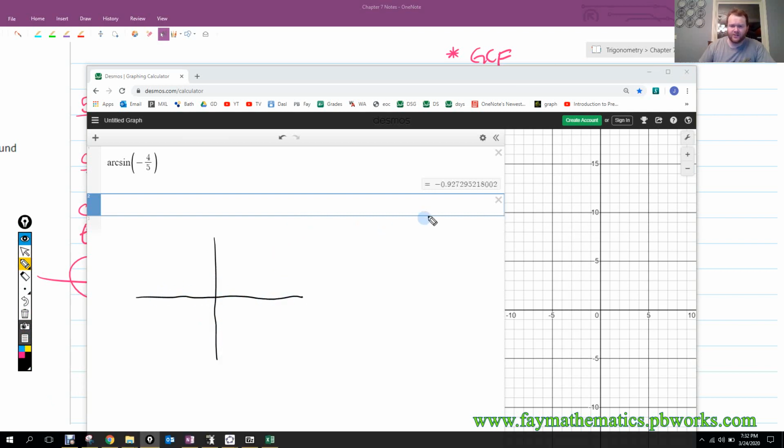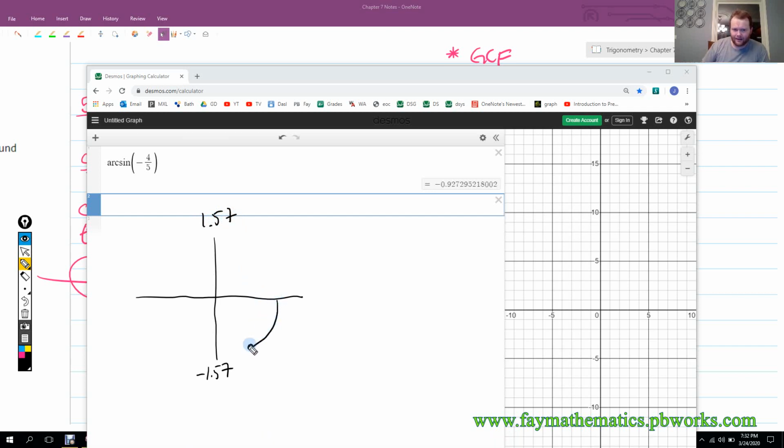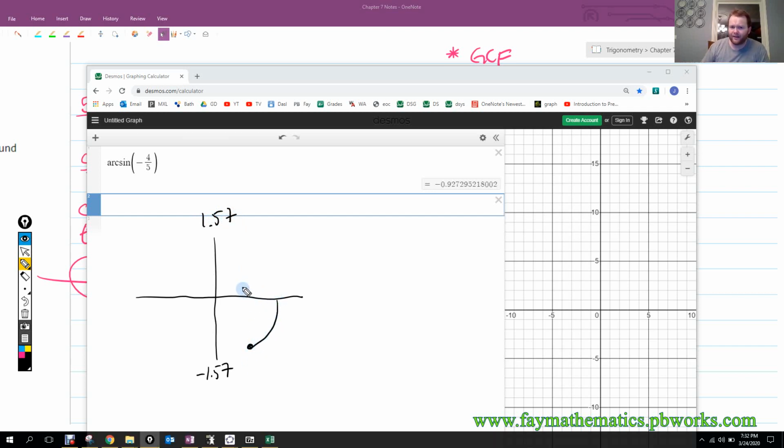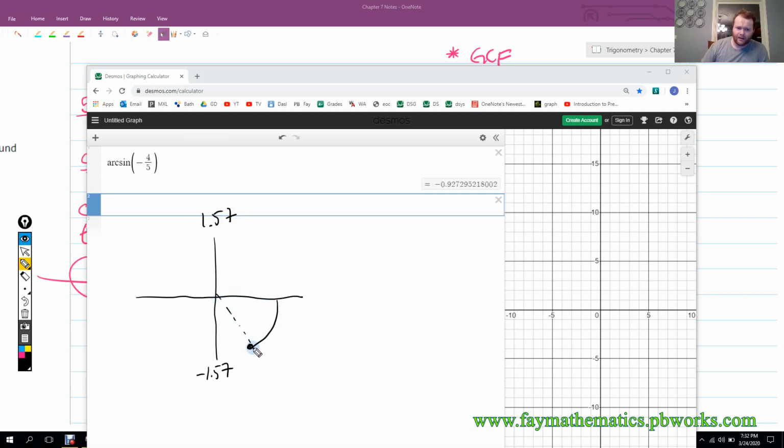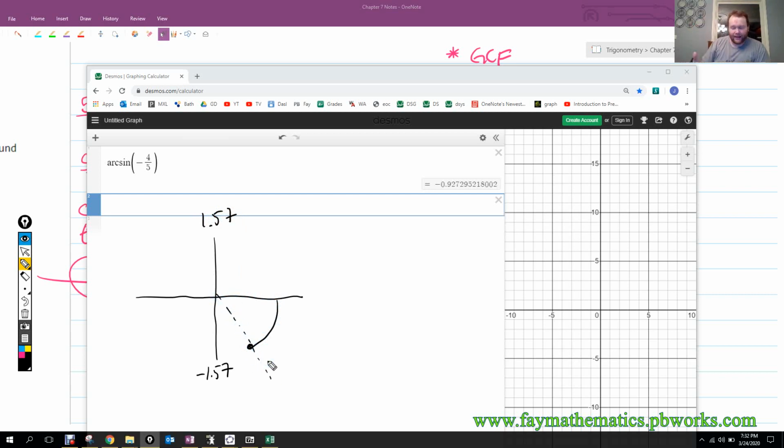Sine inverse is giving me back an answer of negative 0.927 radians. Well, this is negative 1.57 radians, and this is positive 1.57 radians. So it's giving me back something maybe right there. Now generally speaking, we want answers between 0 and 2 pi, and we'll talk about that in a moment. So that answer I don't really like.